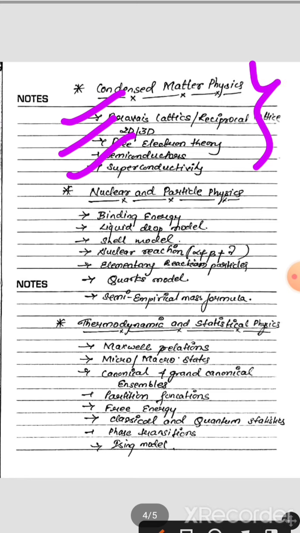Okay, now coming back to nuclear and particle physics. First, what is binding energy?